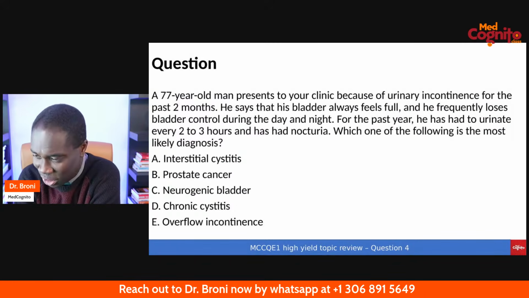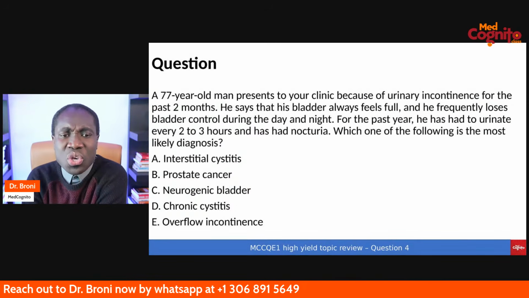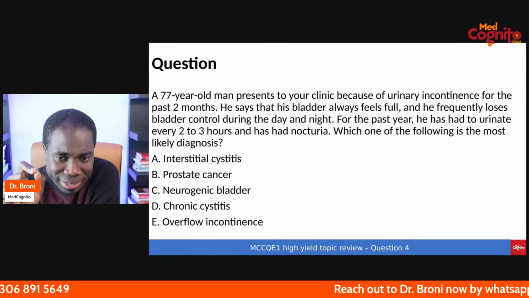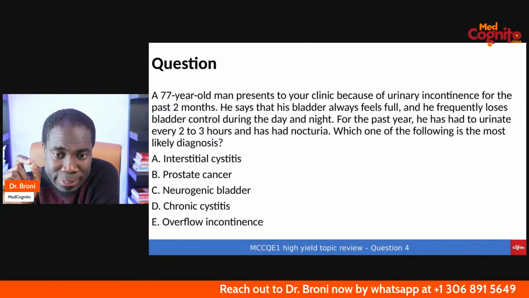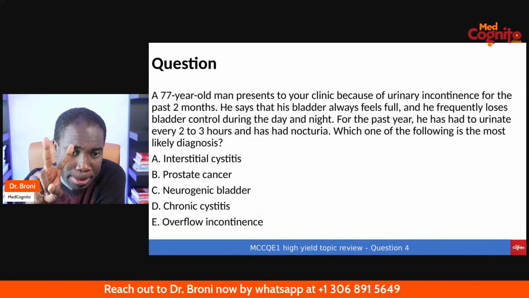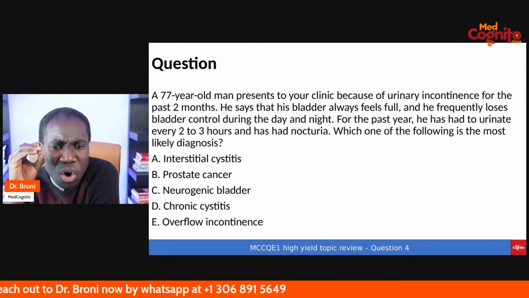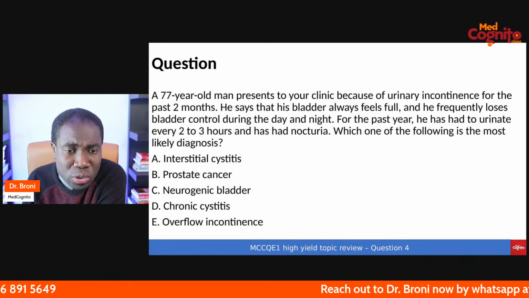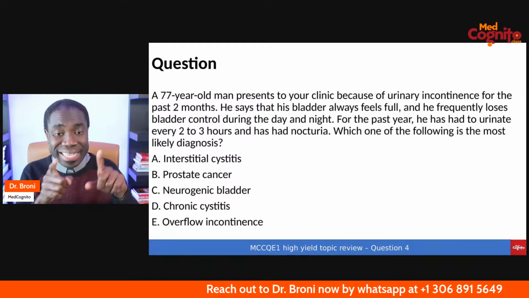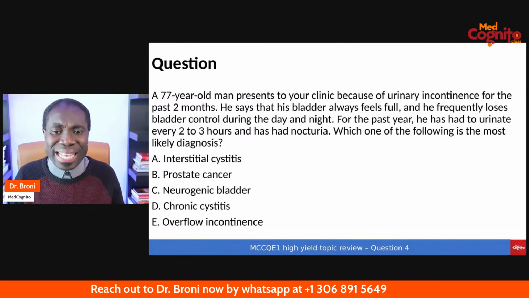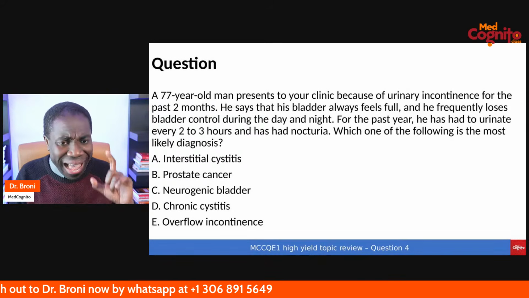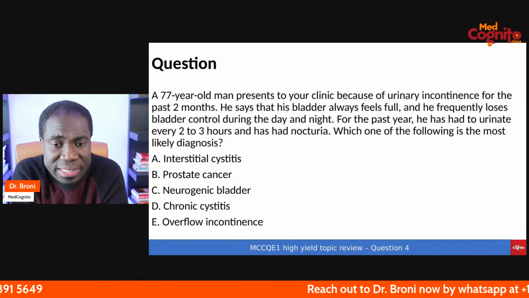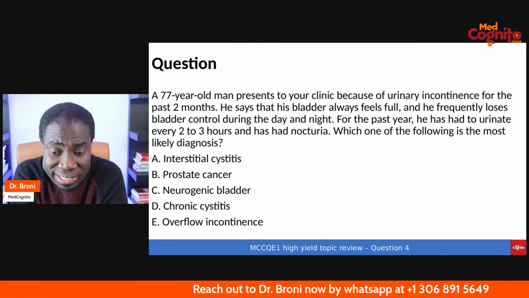So let's take the question. It says that you have a 77-year-old man who presents to your clinic because of urinary incontinence for the past 2 months. He says that his bladder always feels full and he frequently loses bladder control during the day. For the past year, he's had to urinate every 2 to 3 hours and has had nocturia. Then it says, which of the following is the most likely diagnosis?